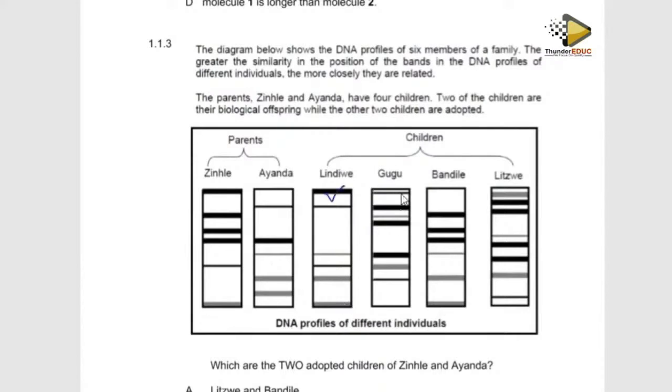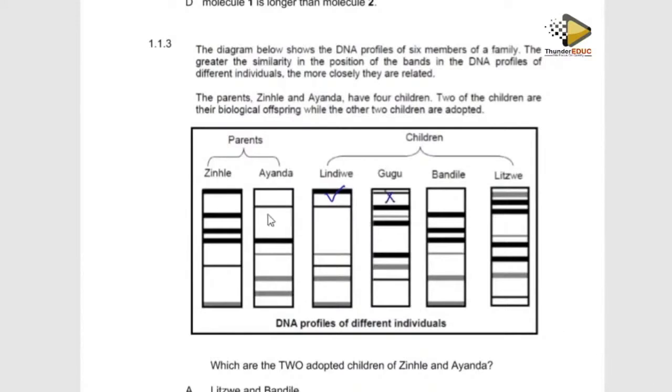Then we go to Gugu. Gugu, nothing, nothing, nothing, nothing, nothing, nothing. So Gugu is not a biological child.